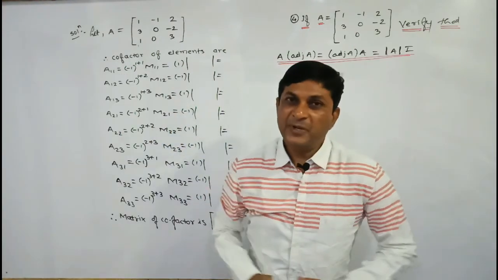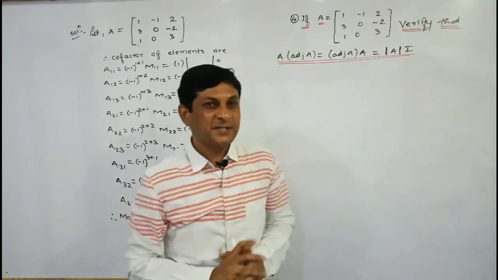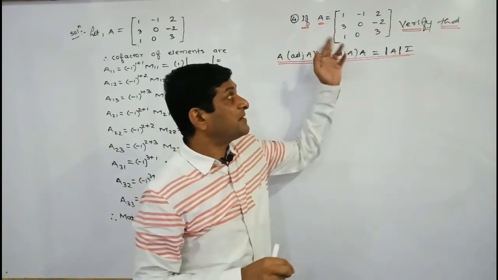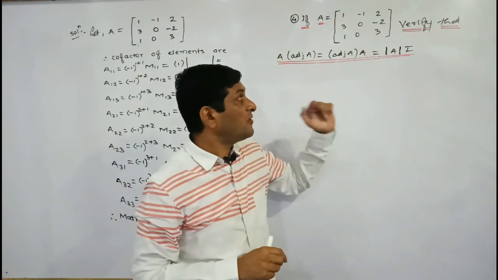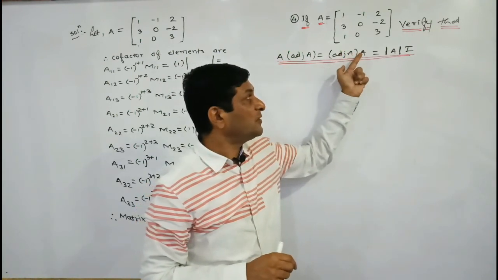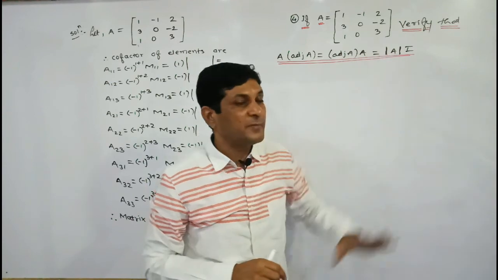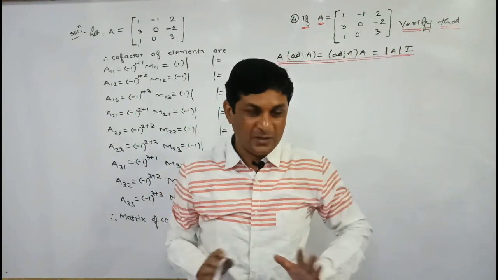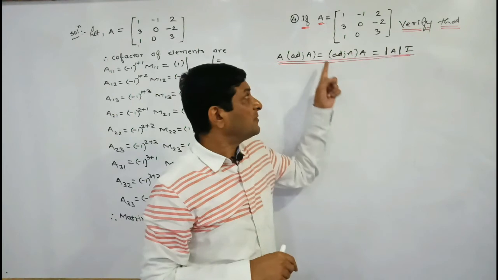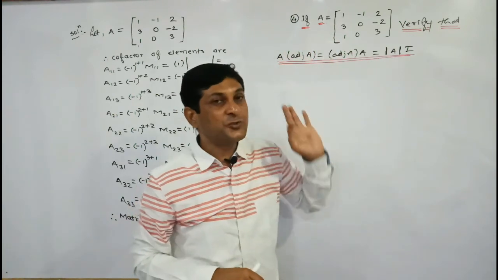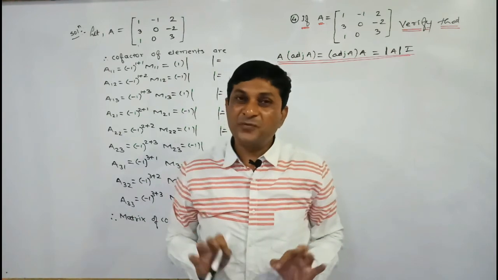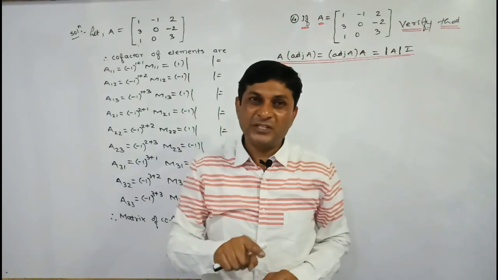Now see example number 4 from this exercise. In this example one matrix is given to us and we have to verify that A into adjoint of A is equal to adjoint of A into A is equal to determinant of A into I or not. So to solve this example we will require matrix A, which is already given to us, and we will require the adjoint of this matrix also. So first let us try to find out the adjoint of this matrix.